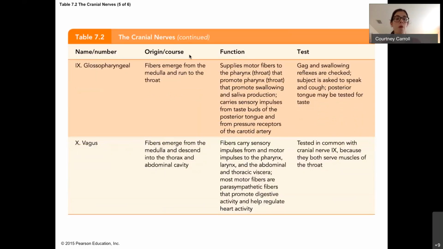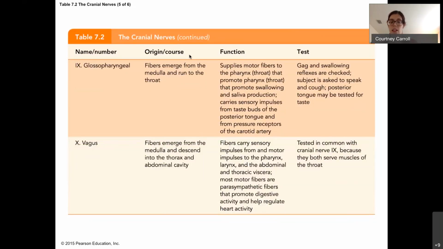Cranial nerve 9, glossopharyngeal. So this comes from our medulla to our throat and supplies the motor fibers for your throat and promotes swallowing, also helps with saliva production. And this also gives sensory impulses to the posterior tongue. So cranial nerve 9, swallowing, posterior tongue.